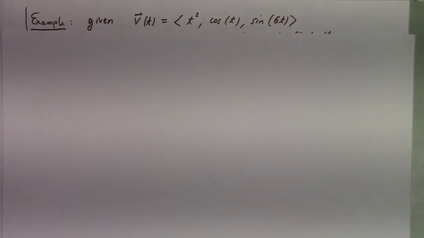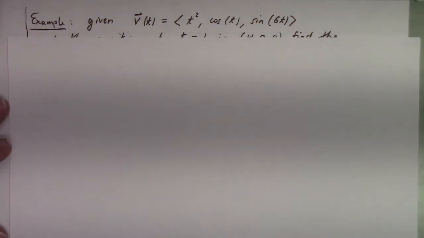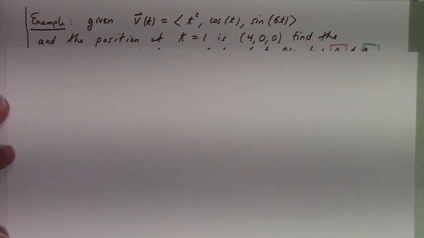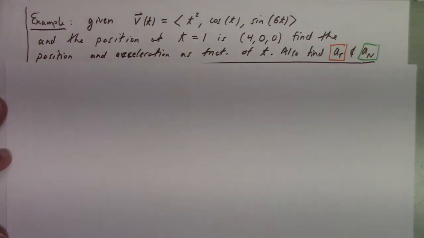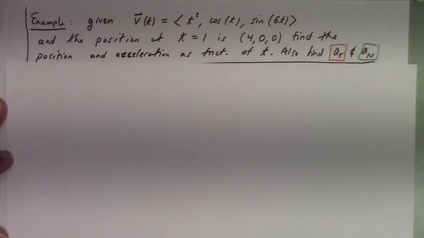So given that the velocity is t squared, cosine t, sine 6t, and the position at time equal to 1 is 4, 0, 0, find the position and acceleration as a function of time. And then also find the tangential and the normal acceleration. All right?